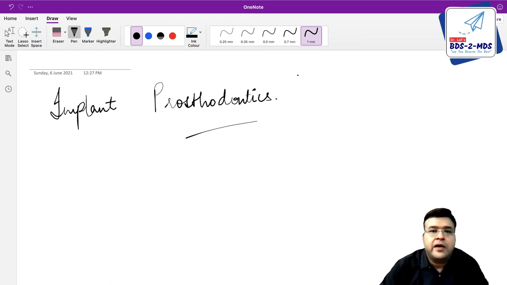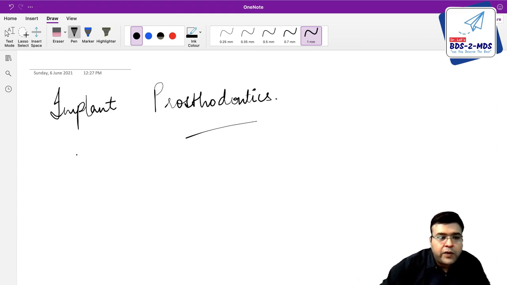So it is not something very basic like your complete dentures, which have been researched for more than 200, 300 years, or removable partial dentures or FPDs, which have fixed laws, right? So implant prosthodontics has a lot of variations of its own. But there are some basic concepts, and that is what we are going to run through in this entire session on implant prosthodontics.